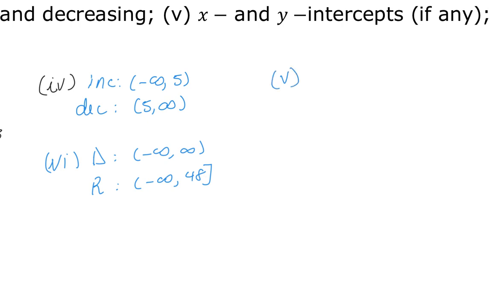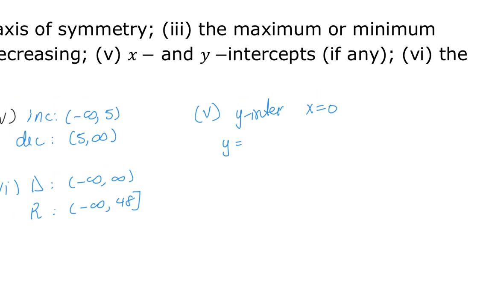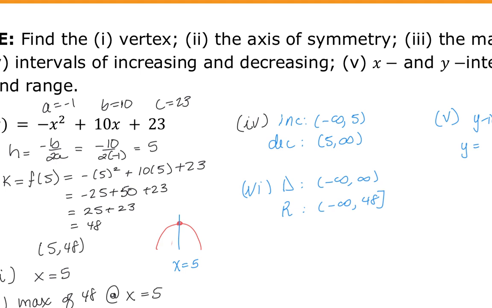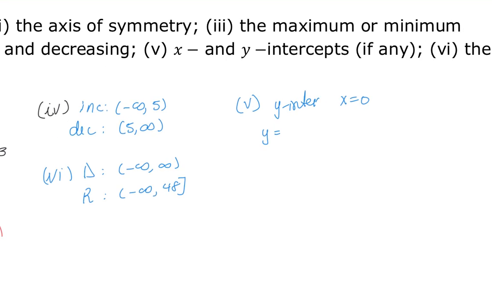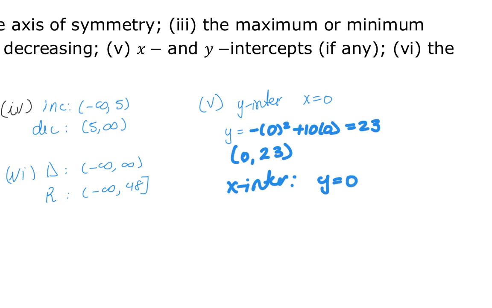Now let's actually find the x and y intercepts. So let's do 5 now. The y-intercept is easy. We let x equal 0 and solve. The only thing that doesn't have an x attached to it is the 23. So if I put in 0 here and here, I'm just going to get 23. So my y-intercept as an ordered pair is (0, 23). For my x-intercept, I let y equal 0 and solve, and I have 0 equals -x squared plus 10x plus 23.